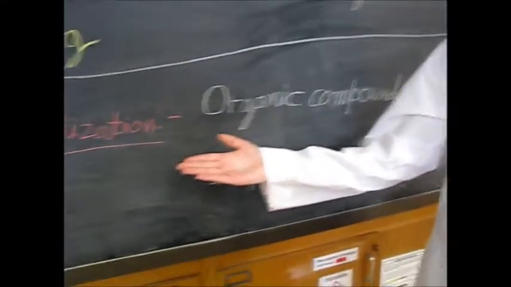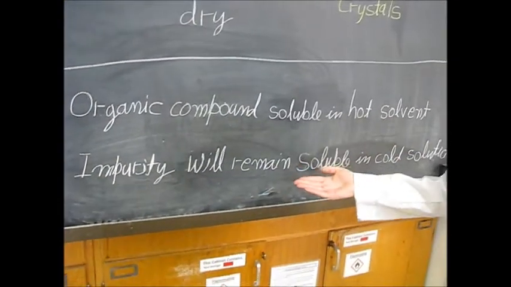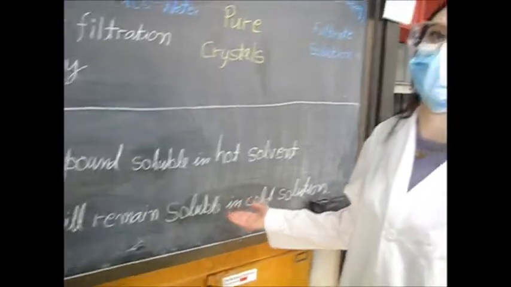A typical recrystallization has an organic compound which is soluble in hot solvents and an impurity that will remain soluble in cold solution.